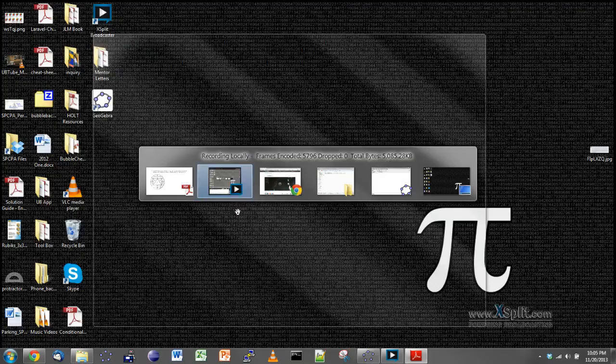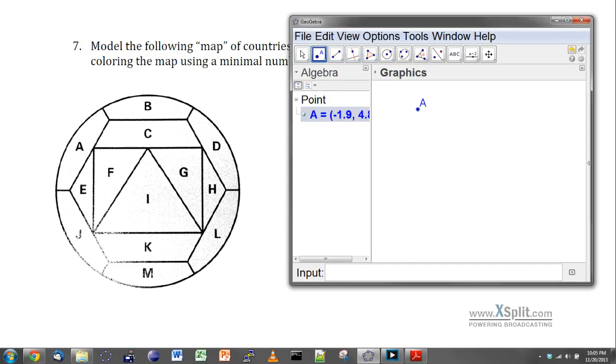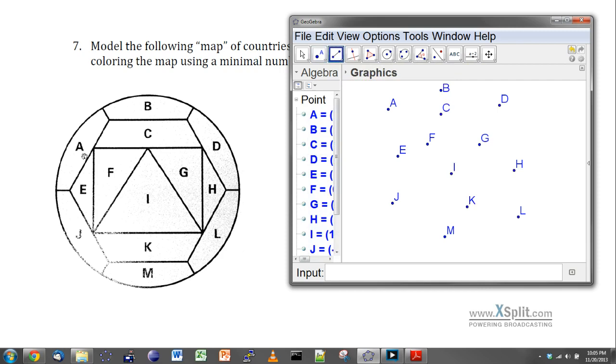I'm actually going to pull up GeoGebra here because GeoGebra is really nice at modeling these kinds of things. I'm going to go ahead and just plot my points roughly where they're located: A, B, C, D, we have point E, F, G, H, I, J, K, L, and M. Okay, so we have a bunch of points. I'm going to connect all the vertices of the pieces that touch each other. So I see that A shares a border with B, it shares a border with C, E, and J. I'm not going to say it shares a border with F, just because it only shares a vertex. All right, it shares a vertex, so that's fine.